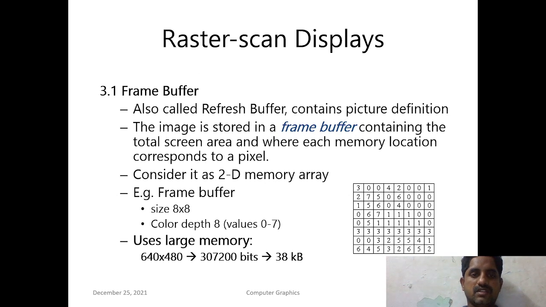Next, in raster scan display, there is the frame buffer, also called the refresh buffer. It contains the picture definition. The image is stored in the frame buffer covering the total screen area, where each memory location corresponds to a pixel. For example, consider a 2D frame buffer of 8 by 8 with color depth 8, with values 0 to 7. It uses large memory, that is 640 by 480, which is 3,07,200 bits, about 38 KB, to produce the image on the screen. So all the images are stored in the particular buffer called the frame buffer or refresh buffer.